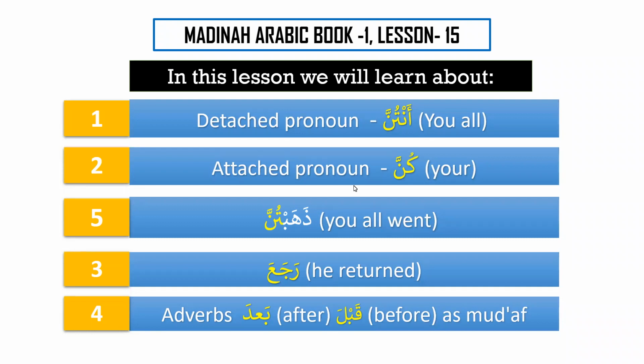Lesson number 15. In this lesson, inshallah, we will learn about the detached pronoun antunna, which is used for the feminine plural for the second person. Then the attached pronoun kunna. So antunna is used for the second person feminine plural, and the attached pronoun will be kunna. The verb that will be used is dhahabtunna, you all went. And one new verb that we will learn is raja'a, that means he returned.